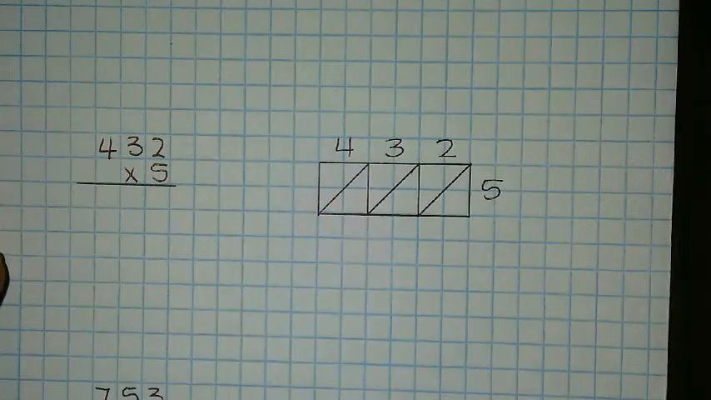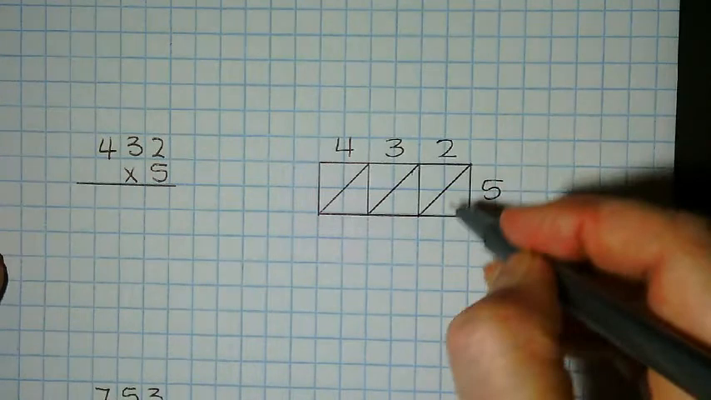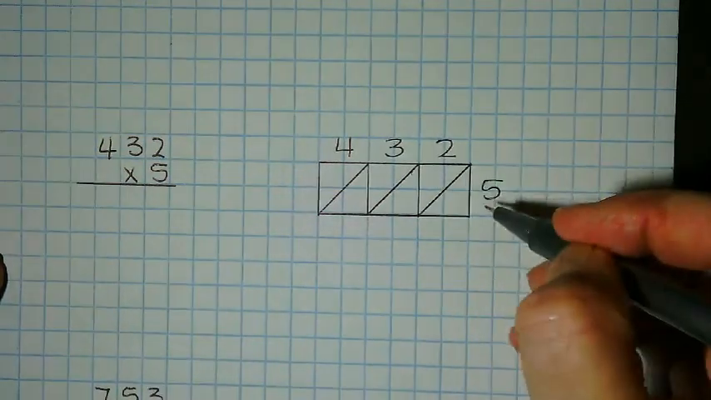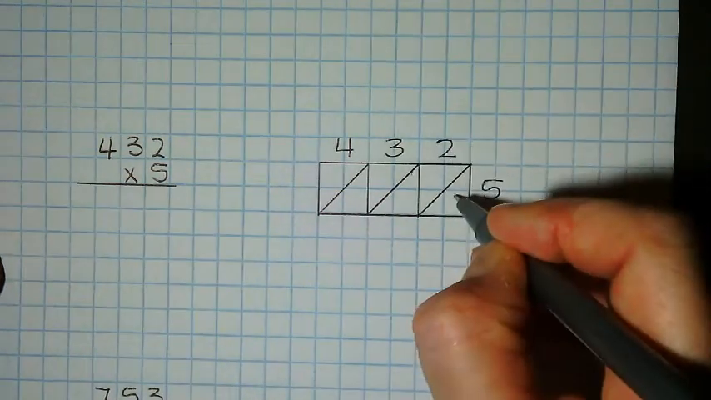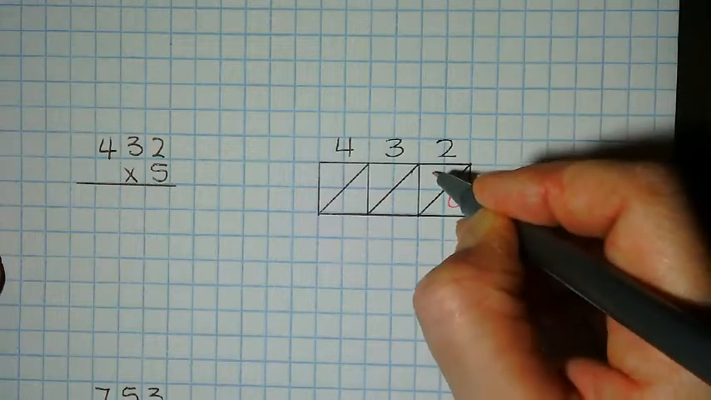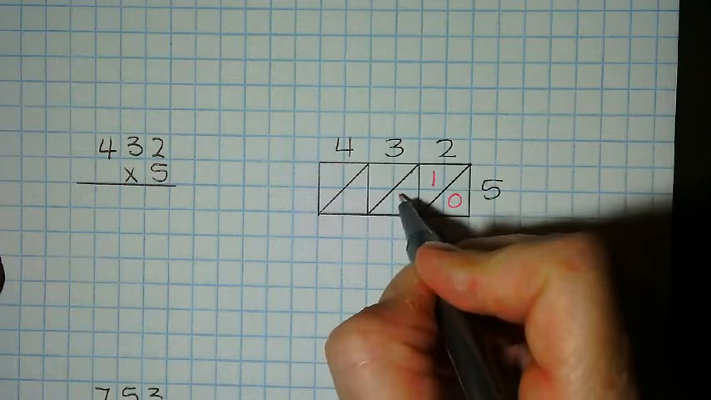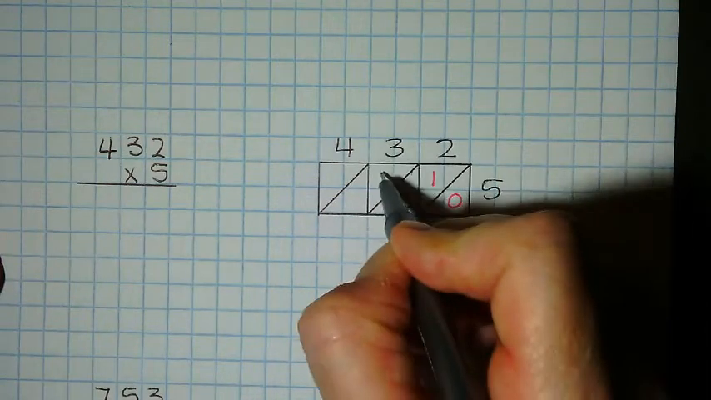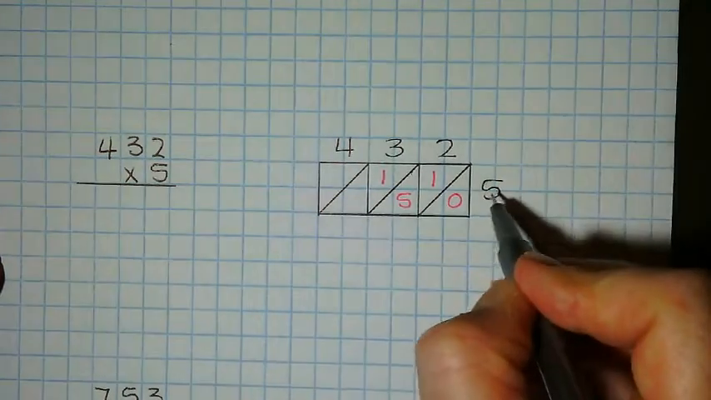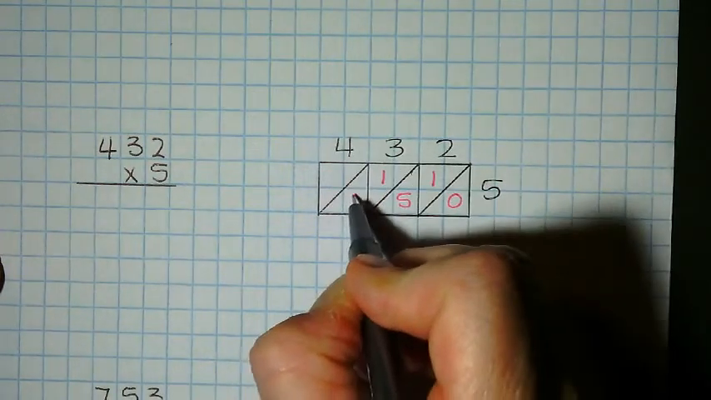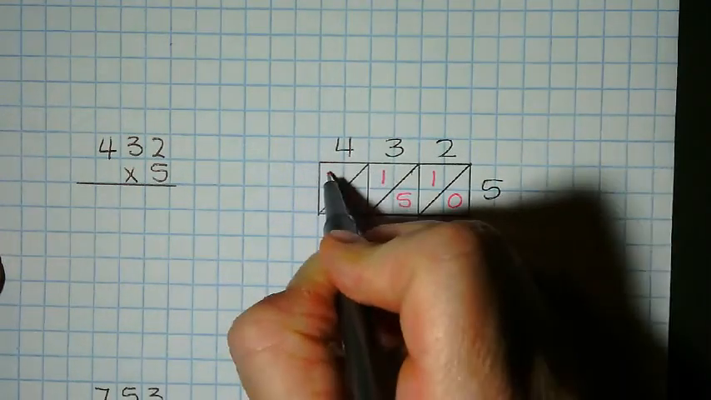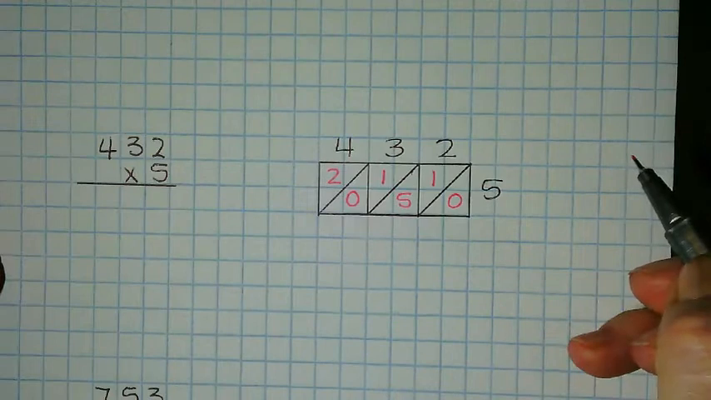Okay, let's do the answers now. Okay, remember the units and then the tens. So 5 times 2 is going to be 10, and the tens there. 5 times 3 is going to be 15, and then 5 times 4 is going to be 20, so it's going to be a 0, and the 2 in the block of the tens.